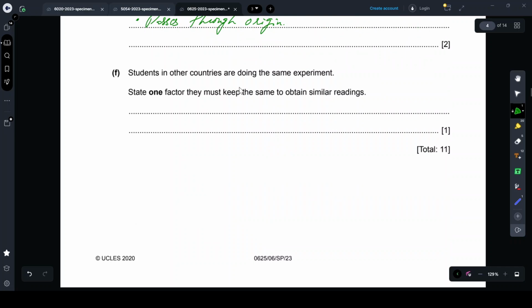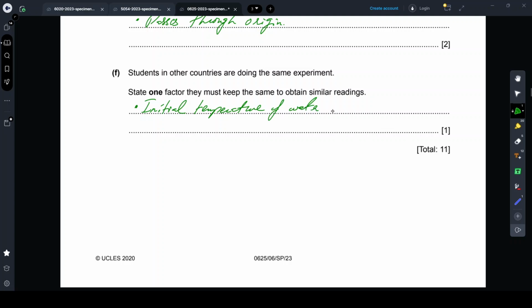Students in other countries are doing the same experiment. State one factor they must keep the same to obtain similar readings. So what should be constant? Initial temperature of the water, that could be one thing, or volume of the water. Obviously, you need to write only one of these.